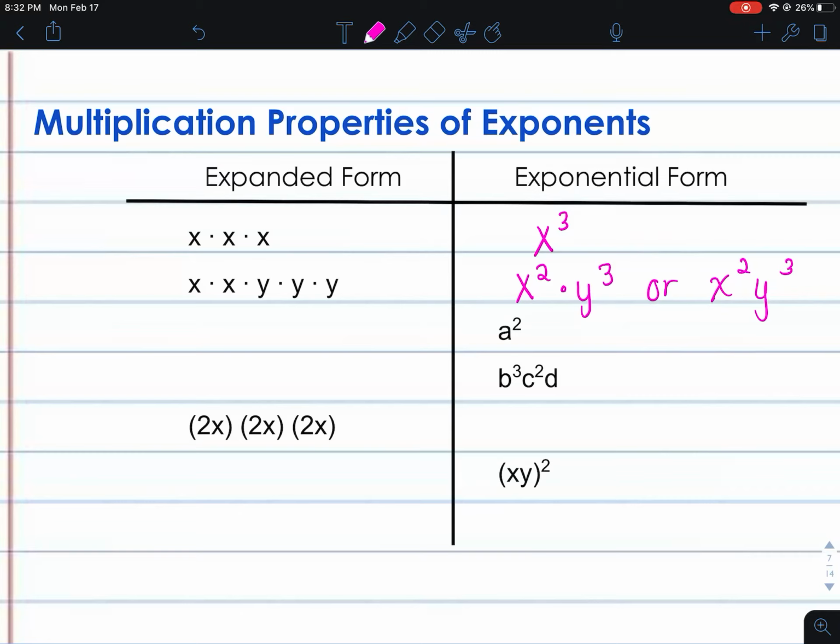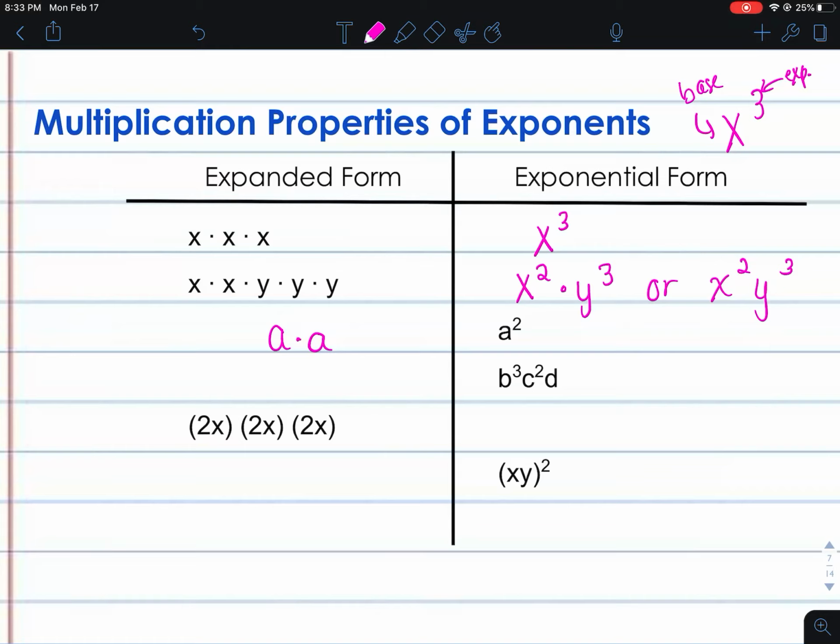Now, kind of going the opposite of a squared, writing in expanded form is a times a. And just as general vocabulary too, when we refer to the bottom number, like the x or the a or the 2, whatever down here, that's called the base, and this is the exponent. So you can write that down, but if you remember that from previous math years, don't worry about it.